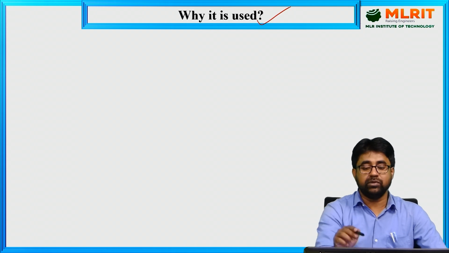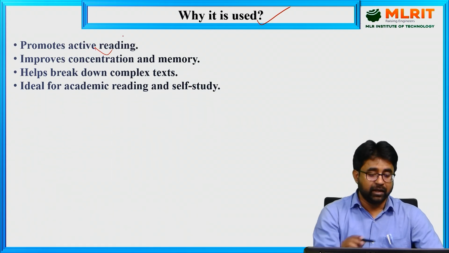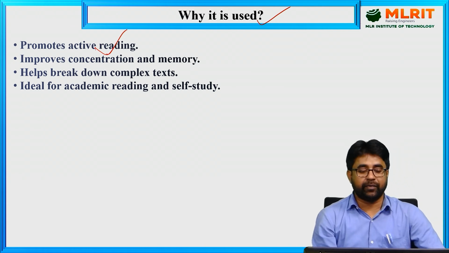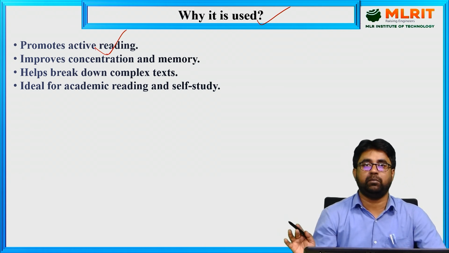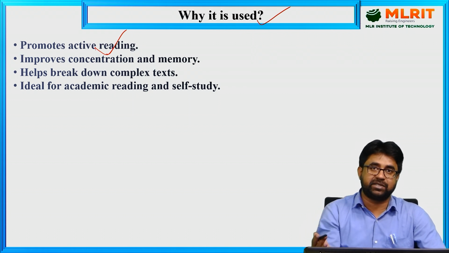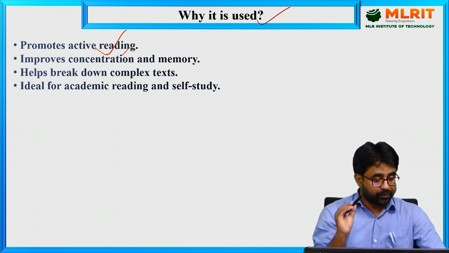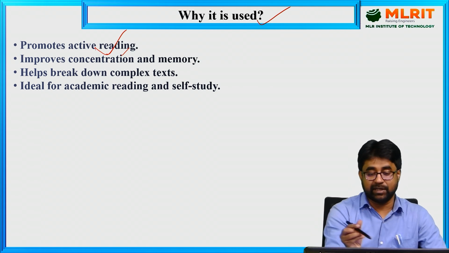Now, why it is used, or you can say the benefits of the SQ3R method: it promotes active reading. When you follow this particular technique of reading, you do not read passively anymore. You become an active reader. The engagement of the reader and the text becomes very active, very dynamic. That is one important benefit or reason for using SQ3R.